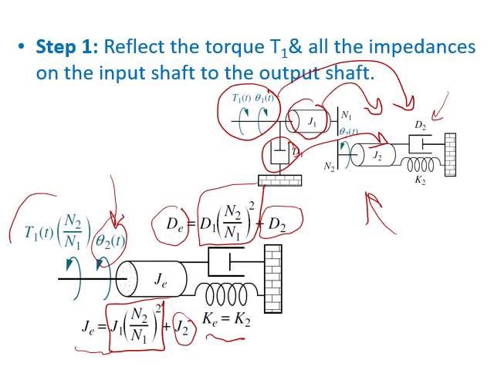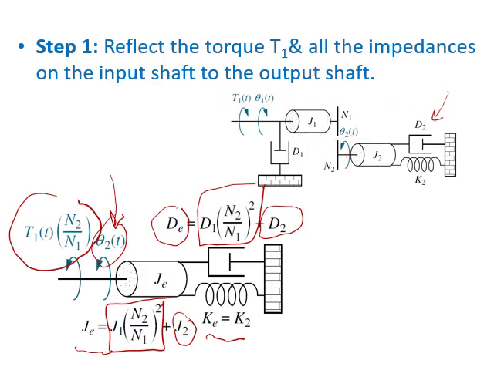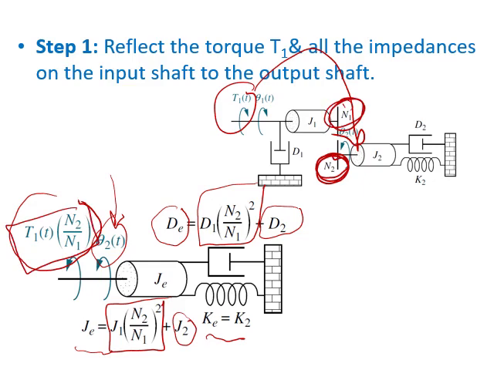Now, how about T1? T1 will change its location, so when T1 changes location, we multiply it by the ratio. The ratio to reflect the torque will be destination over source. Destination means the destination gear over the source gear, so it's equal to N2 over N1, as you can see here.